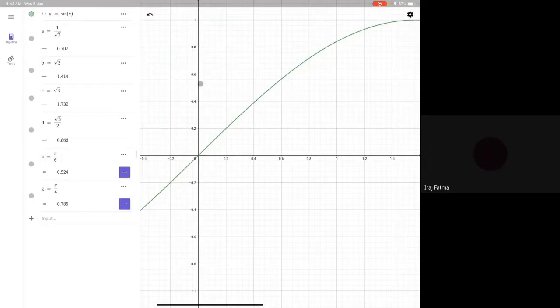Clear? So let us look at the value of sine of pi by 4. What is pi by 4? Pi by 4 is nearly 0.785. 0.78 is nearly 0.8. So near 0.8, what is the value of y? Tell me.